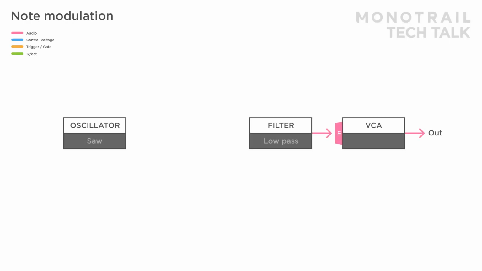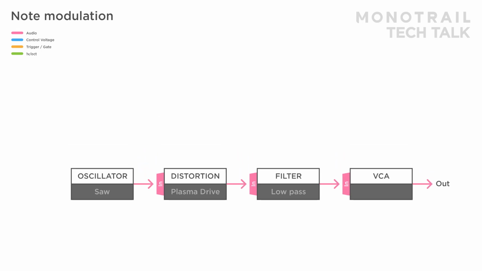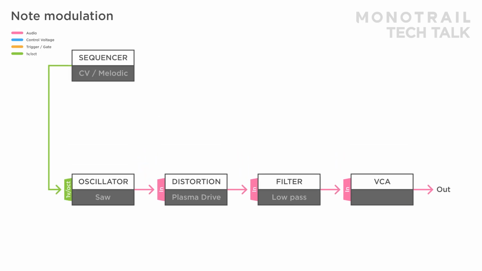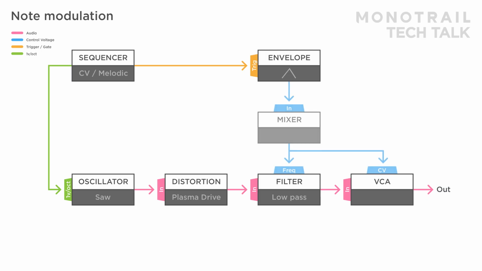Aiming for a subtle controlled effect, the distortion is patched between the oscillator and filter. A melodic sequencer is used to tune the voice and trigger a softer envelope with a bit of attack. That envelope is modulating the filter and VCA through a mixer.